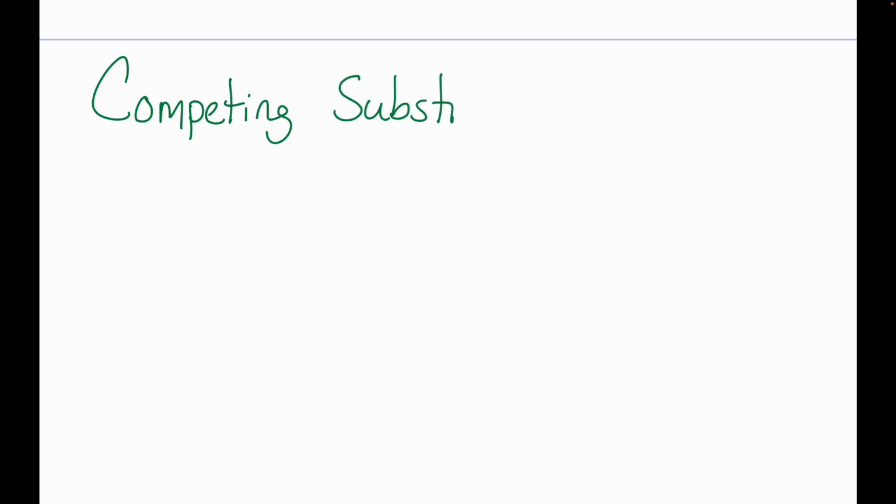All right, so we spent last week talking about substitution reactions and elimination reactions, both of which are reactions of alkyl halides. Today we're going to talk about the competition between the two of these reactions. So, competing substitution and elimination reactions.